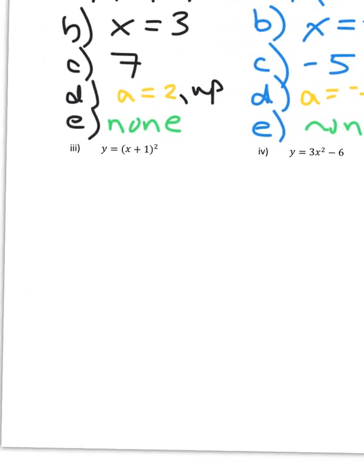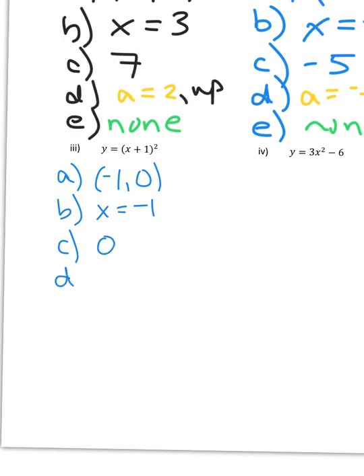So let's think about this one. My vertex is going to be -1 from the brackets. Remember, it switches signs, and there's no k value outside, so that means 0. My B, my axis of symmetry, will be x equals -1. C will be the optimal value of 0.